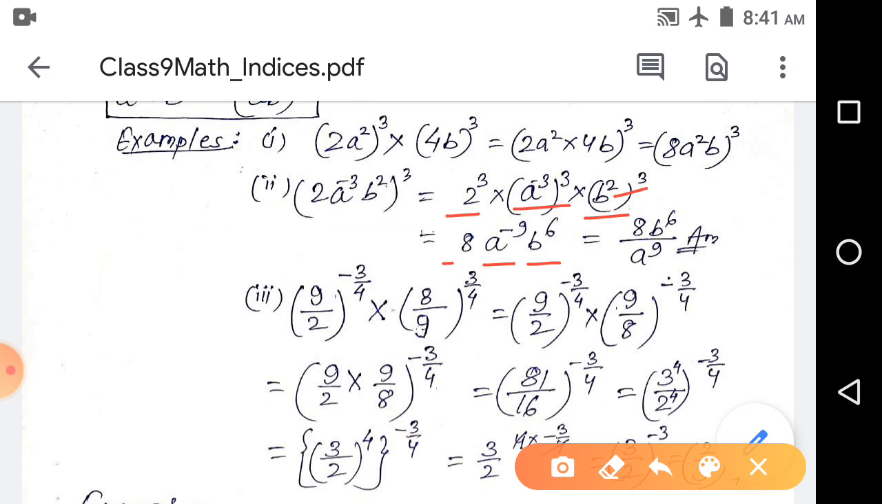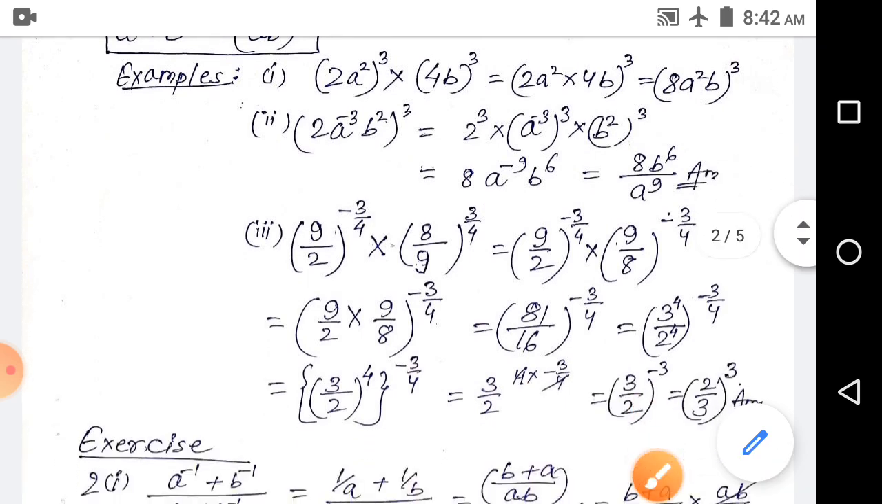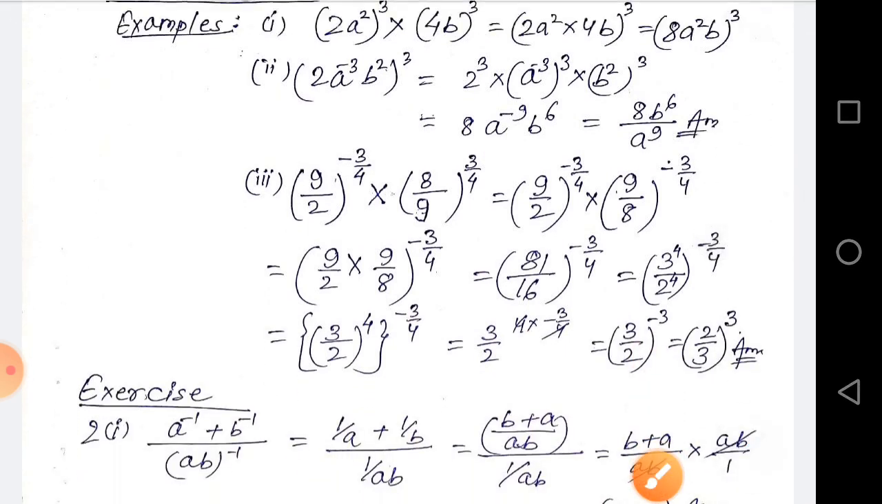Now as this a is with the negative exponent, it can be written by taking the reciprocal. So it is a to the power 9 here. So the answer is 8 b to the power 6 by a to the power 9. This is the answer. See, we have one more example.